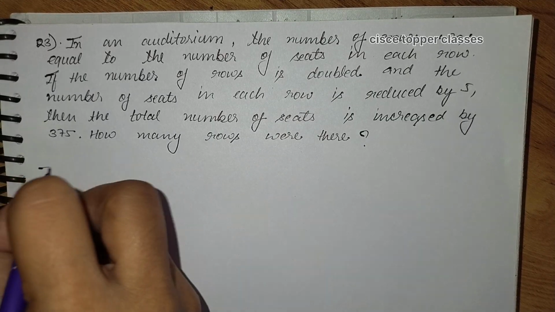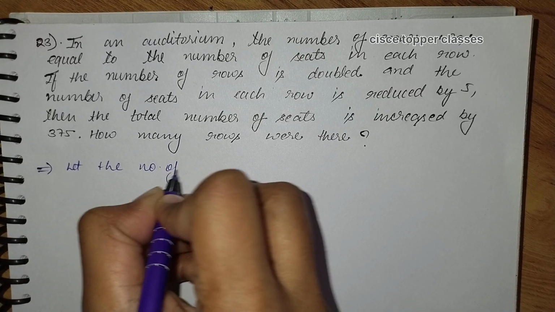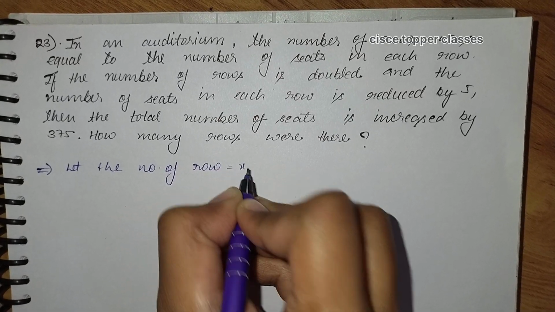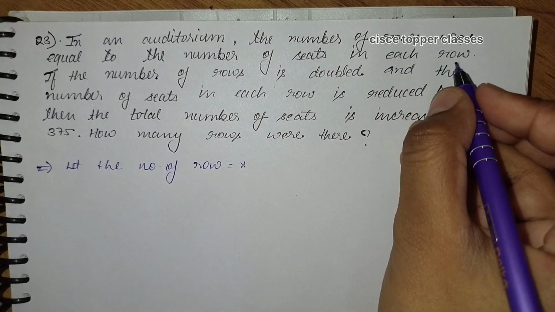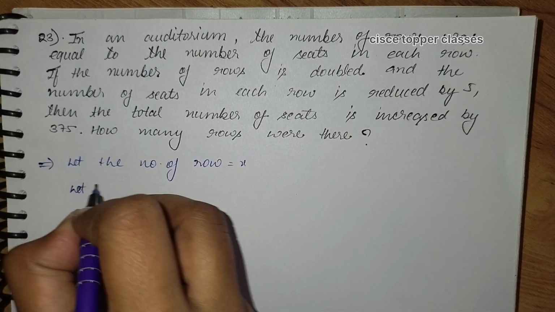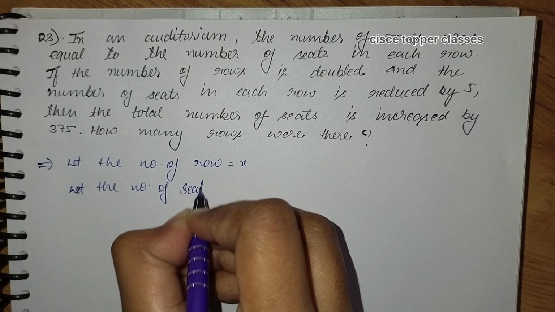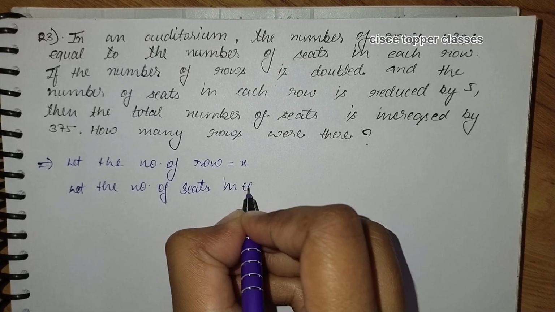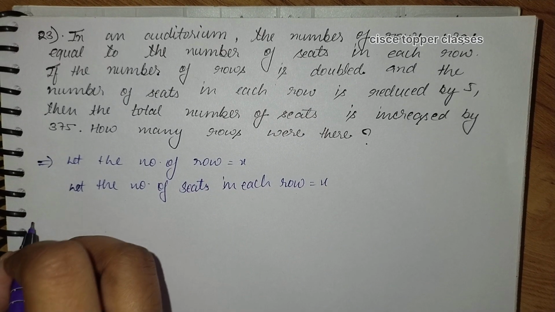How many rows were there, we have to find. Firstly, we will let the number of rows in that auditorium be x, because it is given that the number of rows is equal to the number of seats in each row. Hence, let the number of seats in each row be equal to x only, because it is equal to the number of rows.